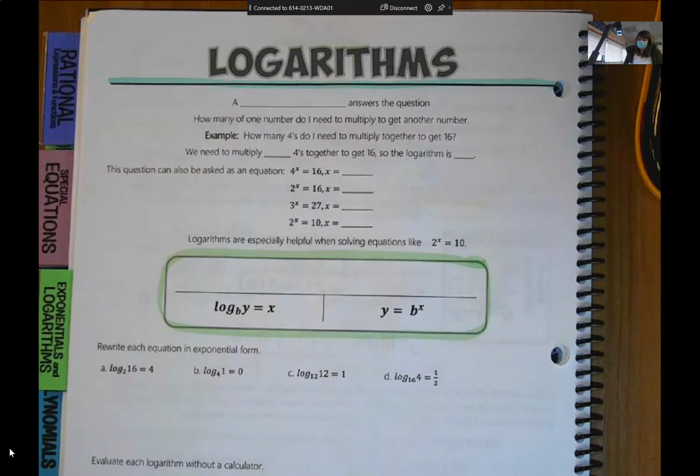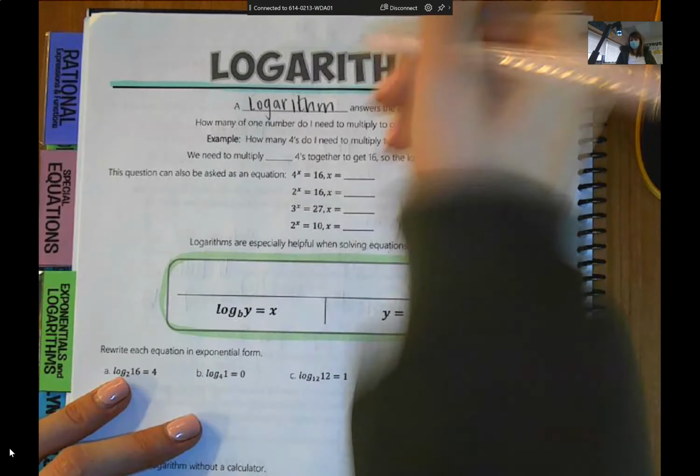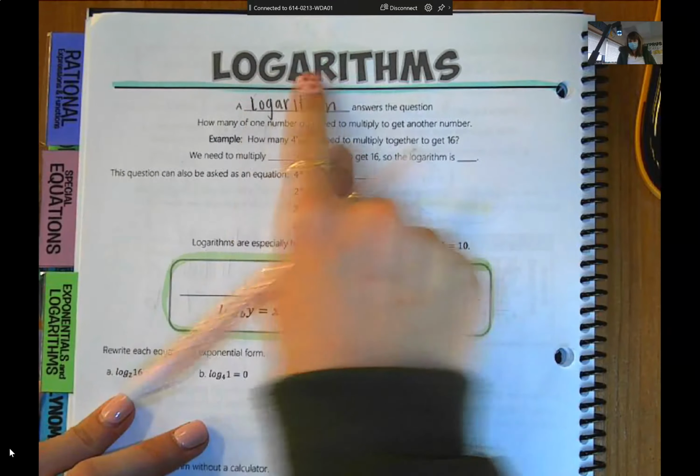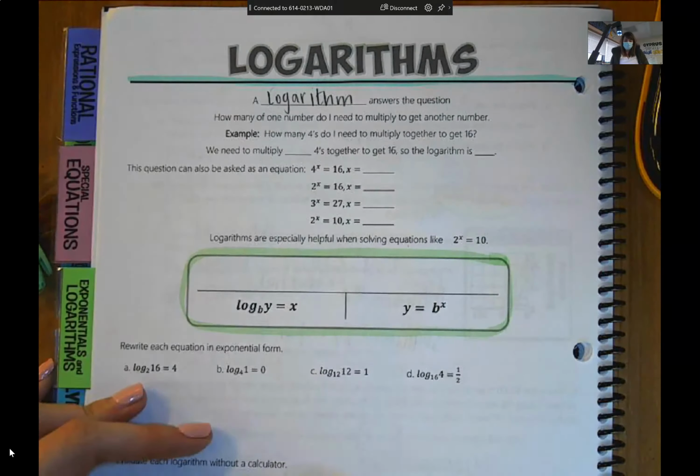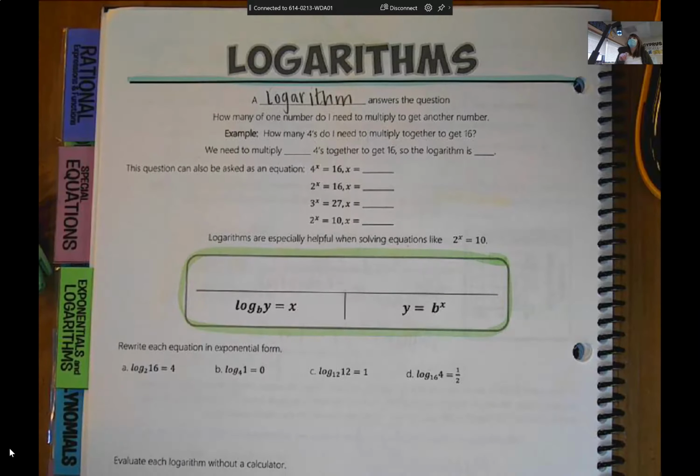So, okay, a logarithm, this first blank is the word logarithm. If you need to know how to spell it, it's right above. Let's not get crazy, it's right here. A logarithm answers the question, how many of one number do I need to multiply to get another number?